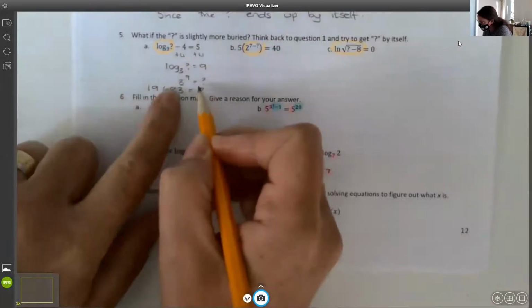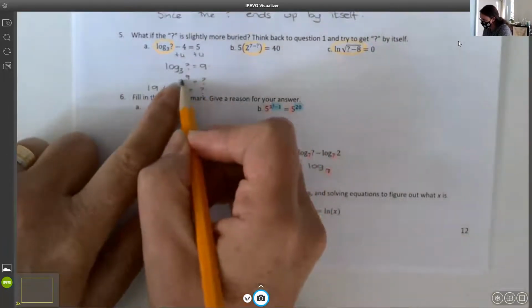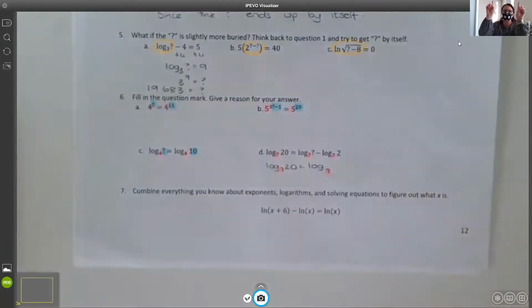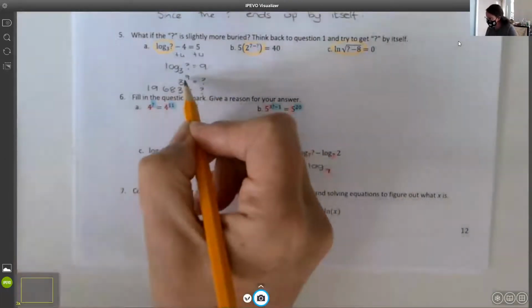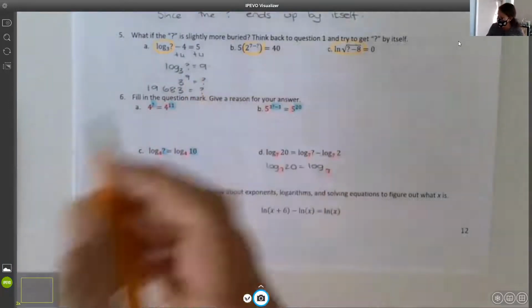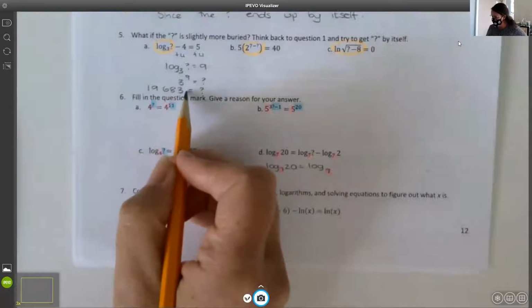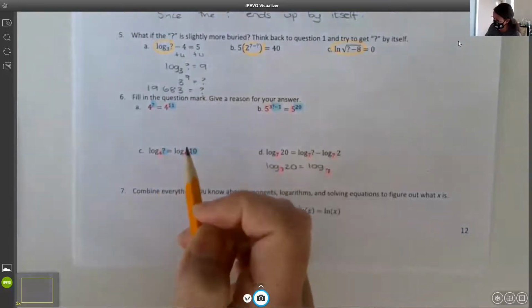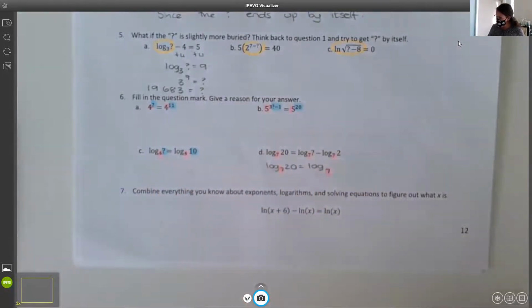So when I'm doing this, I always imagine the base stays the base, and then I imagine those other two things kind of being animated and switching places. So the 9 is going to come over here with the base, the question mark is going to go by itself, and then you can evaluate that. In this case, you could use your calculator to figure out what 3 to the power of 9 is. Any questions about that one?